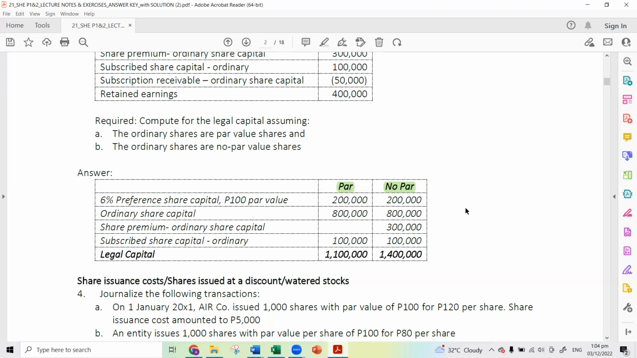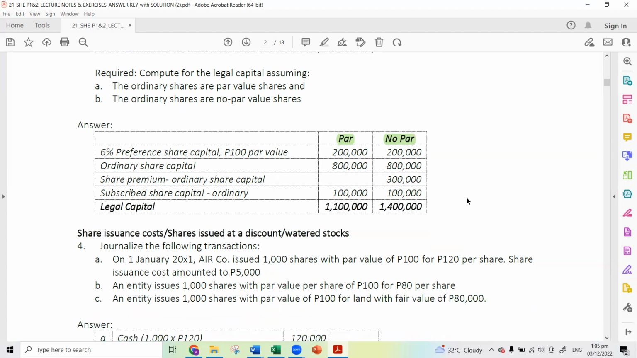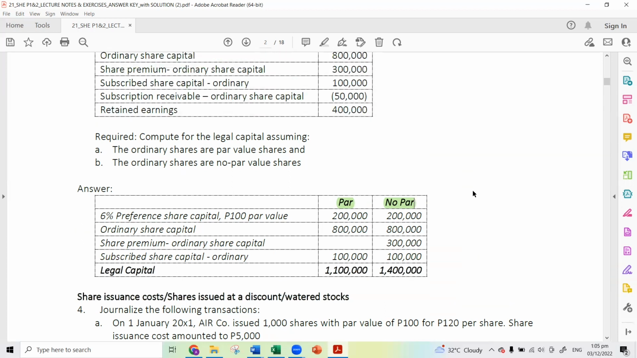Ano ba yung consideration dito? So, ang consideration dito sa corporation code natin, no par value shares should be issued for a consideration not less than, ewan ko na bago na, 5 pesos pa rin naman yan. 5 pesos per share. And the excess of the subscription price over the stated value is credited to share premium. Okay, so let's now go to the computation of your legal capital.